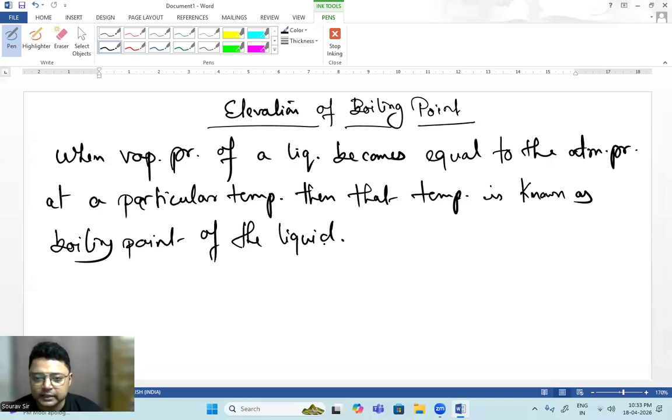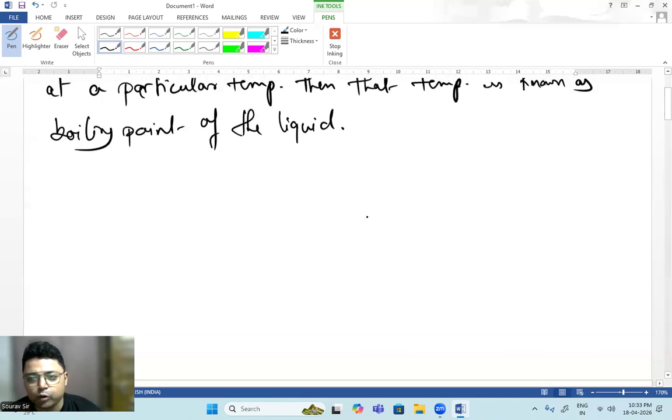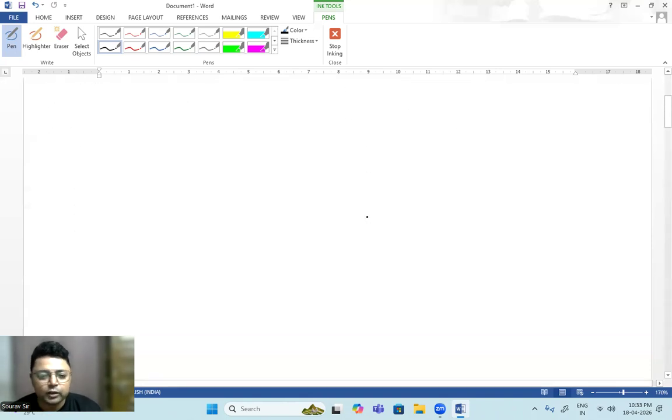Now the next part is, so this is the boiling point of any liquid. Now how will you increase it? How will you increase the boiling point? In order to increase the boiling point, what do you have to do? First you have to decrease the vapor pressure. At a particular temperature, you have to decrease the vapor pressure.